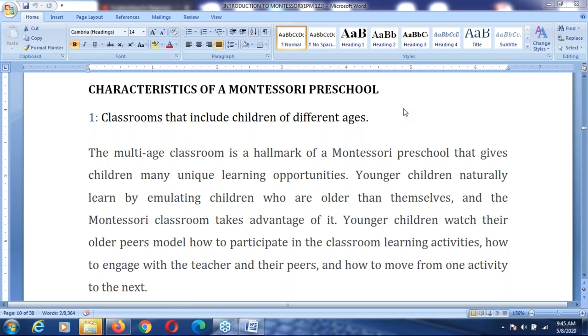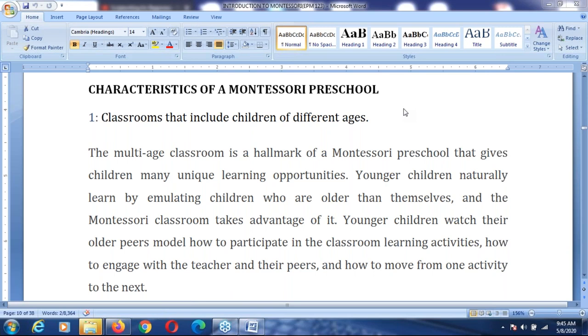The younger children watch their older ones. They copy how to participate in the classroom learning activities, how to engage with their teacher and their peers, and how to move from one activity to another. So it helps the younger children to emulate the older children, since the classes contain mixed ages.